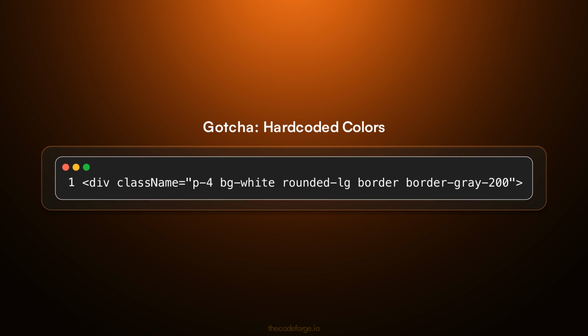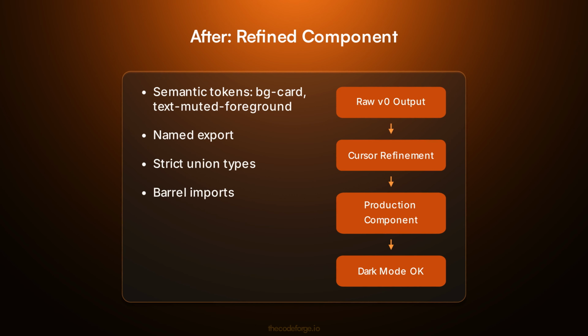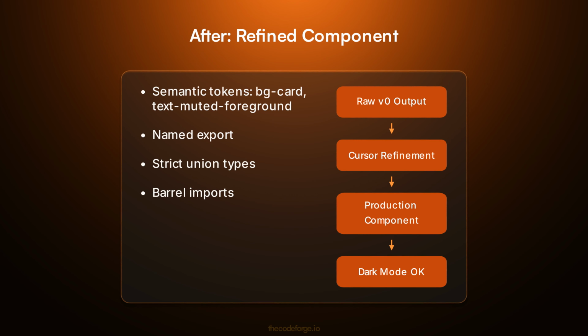Hard-coded color classes like bg-white and text-gray-500 break dark mode completely. In dark mode, the background becomes dark, but the text stays gray, or worse, white text on white background becomes invisible. After applying the 5 Cursor commands, the component uses semantic tokens like bg-card and text-muted-foreground, has strict union types, named exports, and barrel imports. It now works correctly in both light and dark mode.